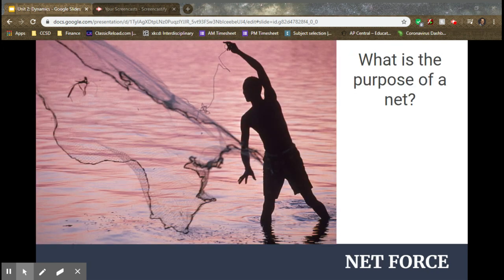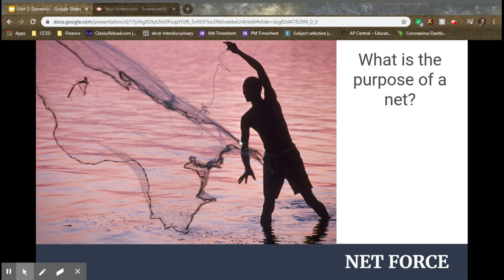Net. Let's look at this. So we've got a picture here of somebody casting a net. Think about what the purpose of a net is. People typically use nets to catch things. In this case, with somebody trying to fish, it creates an enclosed space and it gathers together all of the fish into one location. And then they pull that back to catch the fish.